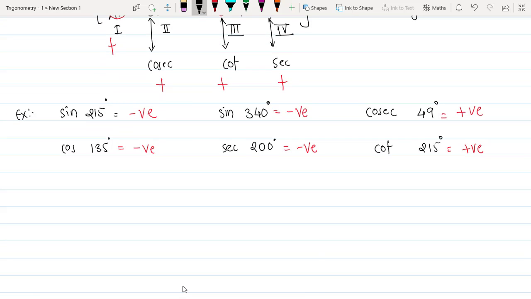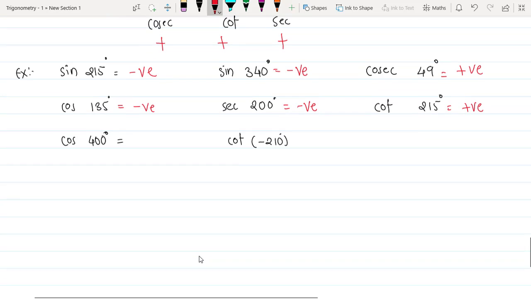Like, see here, cos of 400. What do you think? What will be the sign of the cos of 400? What will be the sign of cot of minus 210 degree? Yes, please. 400 means how much is it?